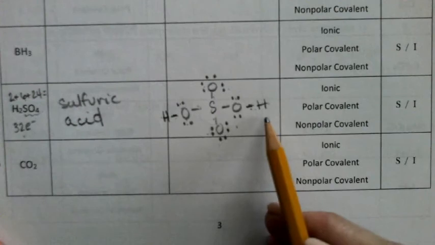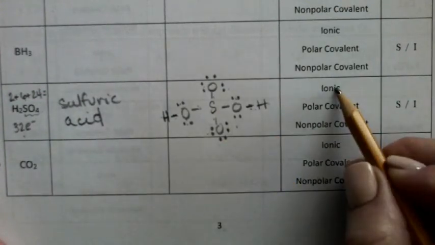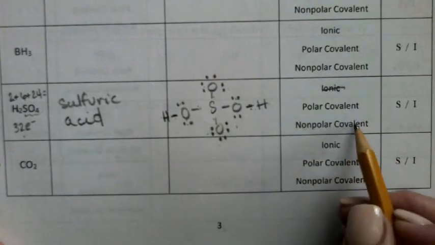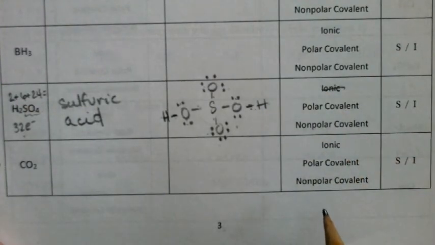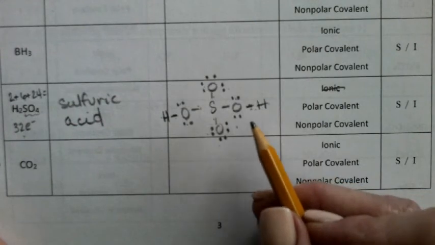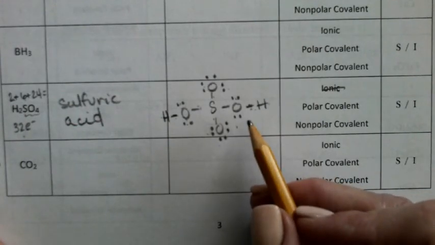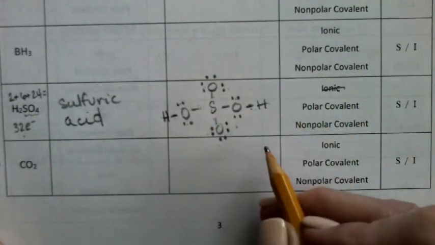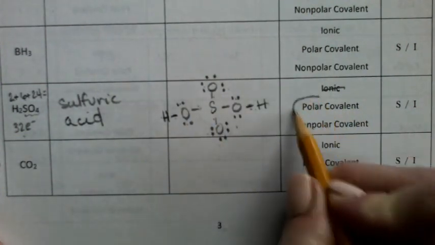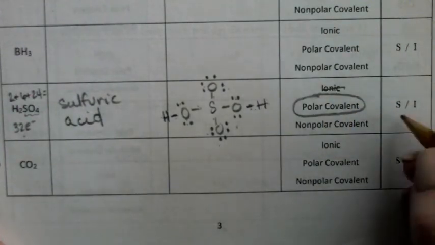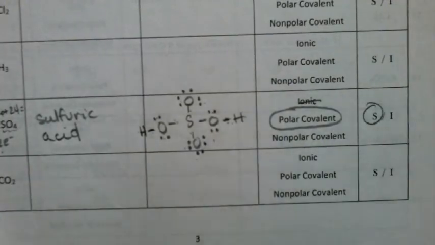All right, so sulfuric acid, is it ionic? No, because it's a covalent compound. So it's either polar covalent or nonpolar covalent. This is tricky because sulfuric acid is a strong acid, and it will dissolve 100% in water. And since it's a strong acid, it makes a super strong electrolyte. So while it doesn't look like a polar covalent compound, this thing will break up and make a super, super strong electrolyte. So will it be soluble in water? Heck to the yeah, it will.